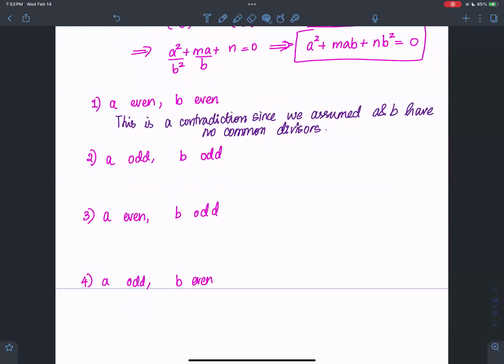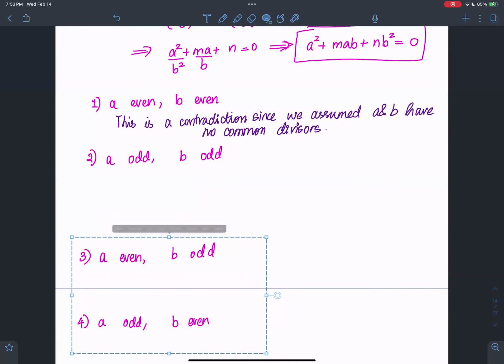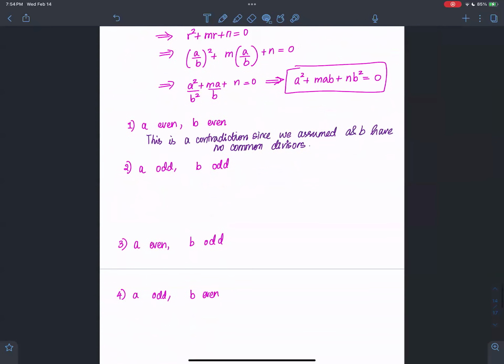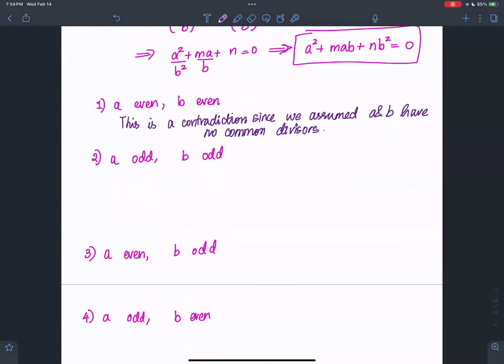All the other three contradictions are just a lot of calculation, which I don't want to do. I'll do one of them. I'll show you what to do. You're going to do the rest and I'll post the rest.